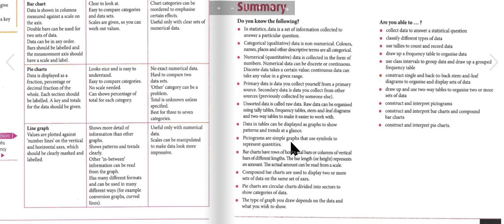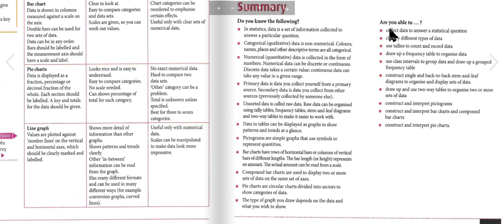Pictograms are simple graphs that use symbols to represent quantities. Bar charts have rows of horizontal bars or columns of vertical bars of different lengths. The bar length or height represents an amount. The actual amount can be read from a scale. Compound bar charts are used to display two or more sets of data on the same set of axes. Pie charts are circular charts divided into sectors to show categories of data. The type of graph you draw depends on the data and what you wish to show.